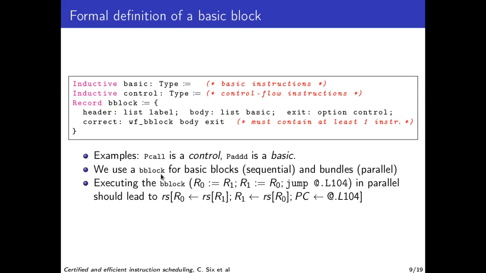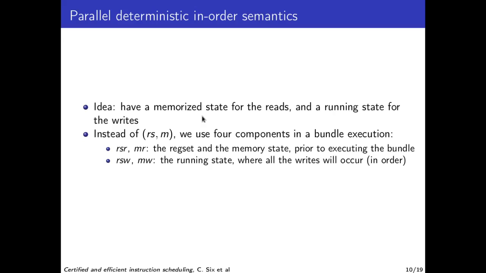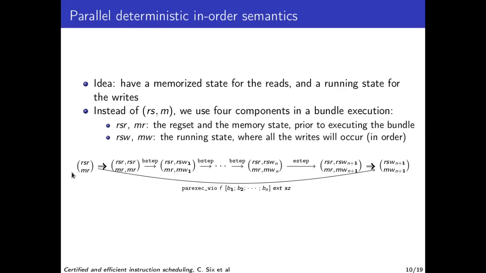This B block can be executed sequentially, but we would also like to have parallel execution for bundles. To model parallel execution, our idea is to have a snapshot of the initial state from which the reads will fetch their values. Here, LSR-MR is the snapshot state, and LSW-MW is the running state where all the writes will occur in the same sequential order. So we start with the initial state, we snapshot it, then we run each instruction, and then the final state is given as the last running state.